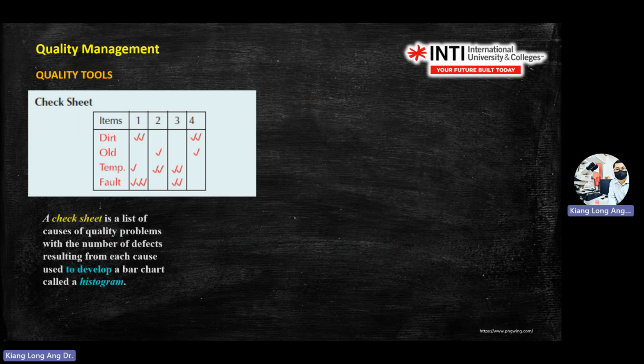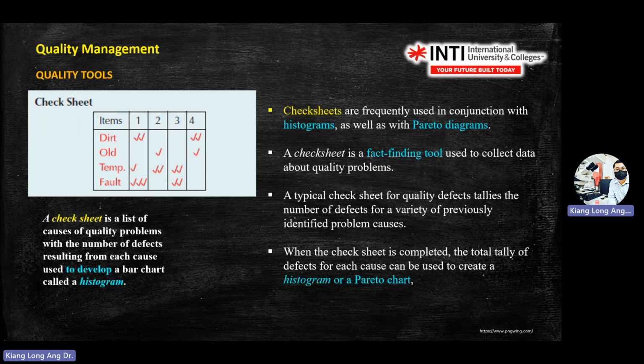Okay, next one is the checklist. Checklist is quite standard. It means you go and check the components, for example, you tick, tick, tick, tick. The next step after you have a checklist is to help you build a histogram. You know what a histogram is, right? No? A histogram is something that looks like this. This is the histogram.